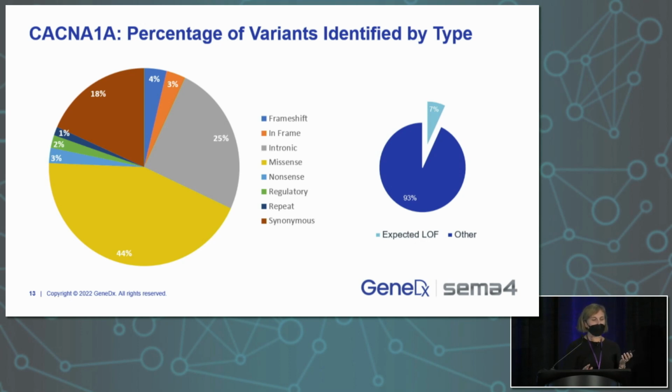If you look at the variants that are nonsense and frame shift, those are generally the easiest to classify because we expect that they're going to cause loss of protein function. About 7% of the variants we identify in CACNA1A are predicted to be loss of function. The other 93% we don't know, and so we have a lot of work to do to try to figure that out.